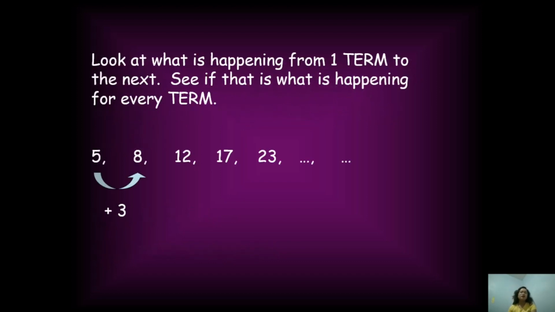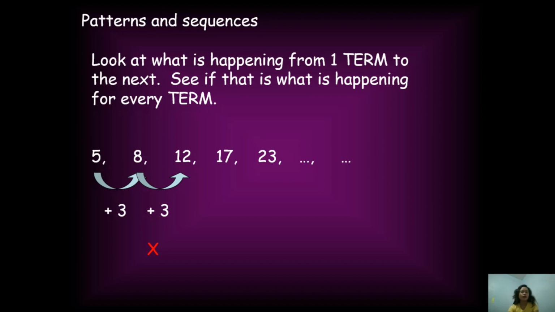So look at what is happening from one term to the next, and see if that is what is happening for every term. So you need to add 3 in the first term. Next, adding 3 again. No, not adding 3, but rather, 5 plus 3 is equal to 8. So then, 8 plus 3 can't be 12. So what is the pattern here? Plus 4. Okay, then plus 5, then plus 6.